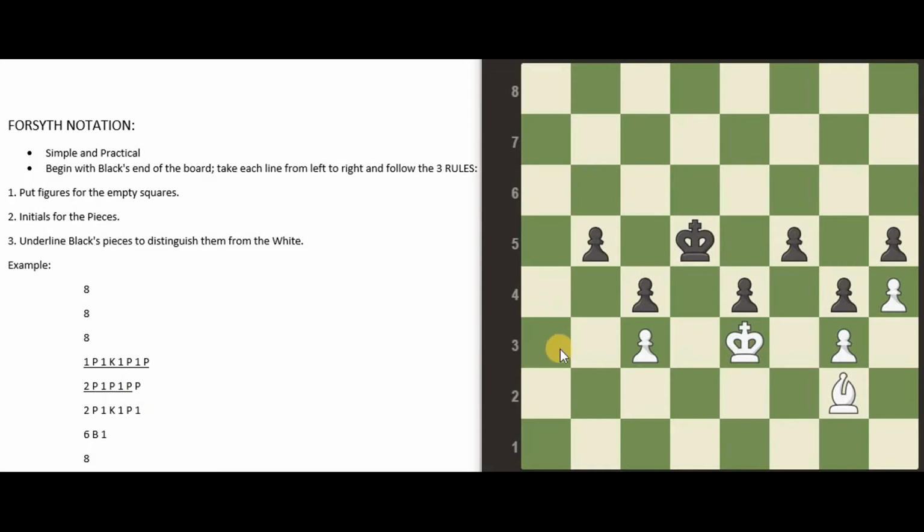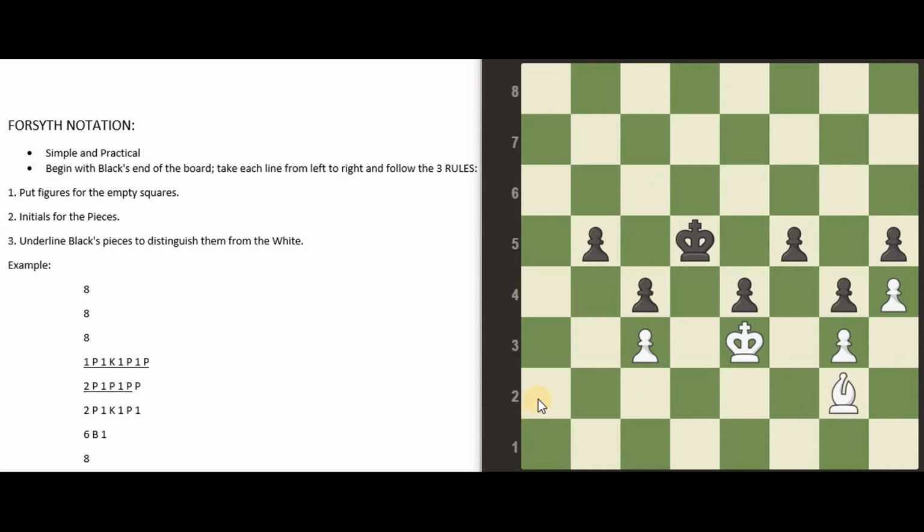Now if we consider this 3rd row, we have to move from left to right, so we find these first 2 squares empty, so we write 2 over here. The next square is occupied by the white pawn, so P for it. Next square is empty, so we write 1. The next square is occupied by the white king, so we write the initial for the king, that is K. The next square is empty, so we write 1. Again for the next square we write P, and for the next square we write 1.